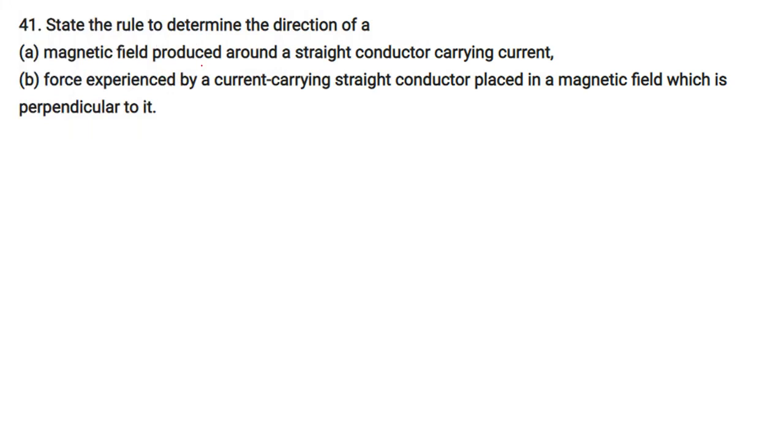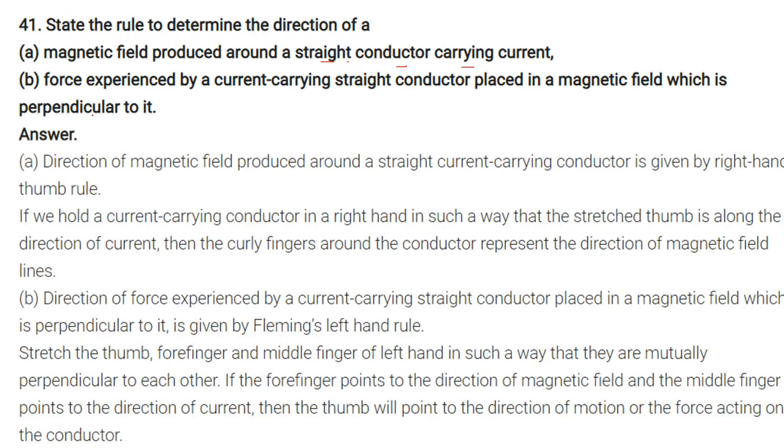State the rule to determine the direction of magnetic field produced around a straight conductor carrying current. The direction of magnetic field produced around a straight current carrying conductor is given by the right hand thumb rule. If we hold a current carrying conductor in the right hand in such a way that the stretched thumb is along the direction of the current, then the curly fingers around the conductor will represent the direction of magnetic field lines.